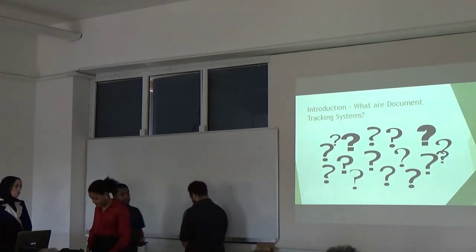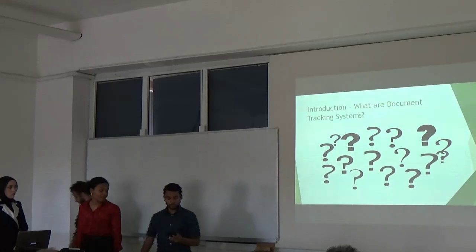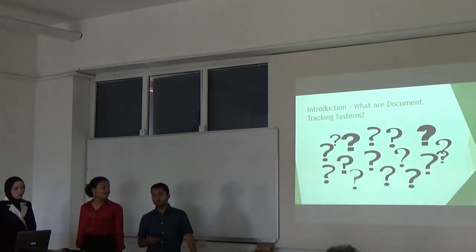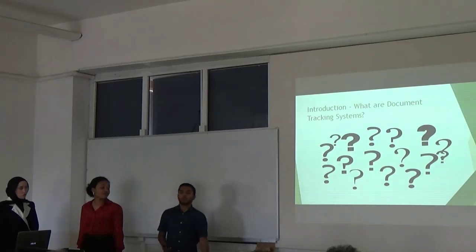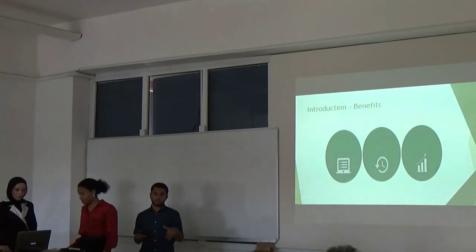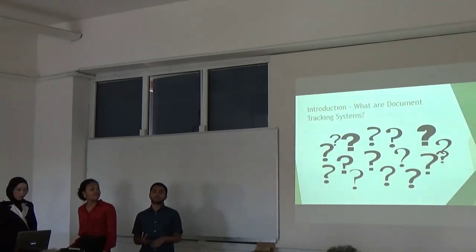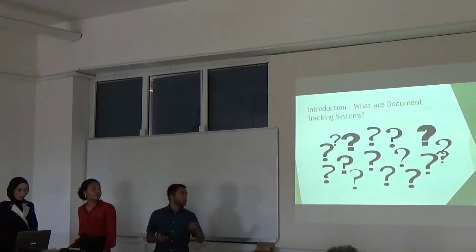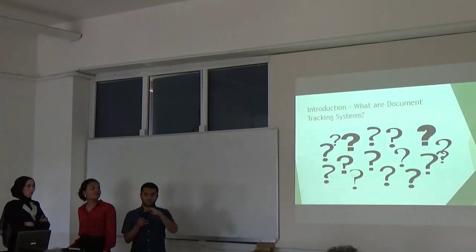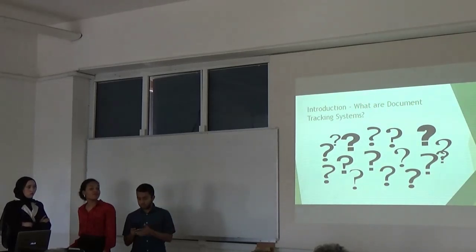Before getting into what we are here to present, I would like to answer this question: what are document tracking systems? A document tracking system usually provides the flow of documents in an organization. It manages and monitors the flow of documents in an organization. It provides a real-time view of the location of the document's progress. It helps in reducing the physical looking around for documents.